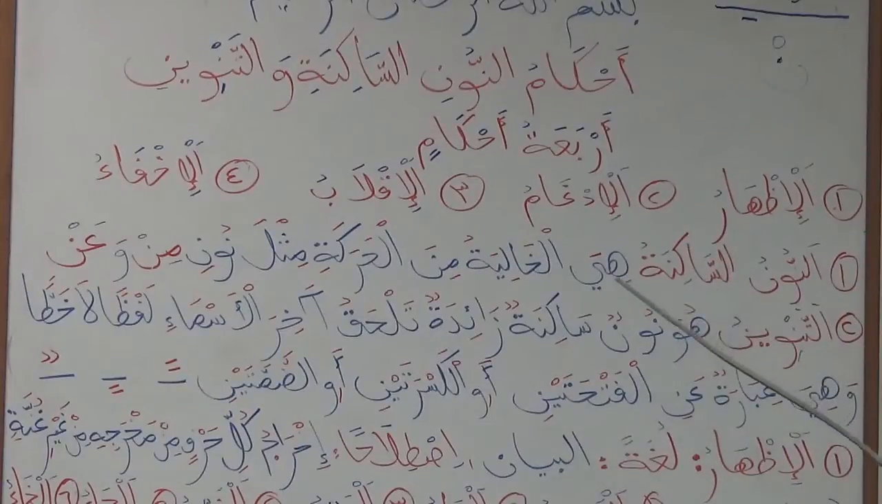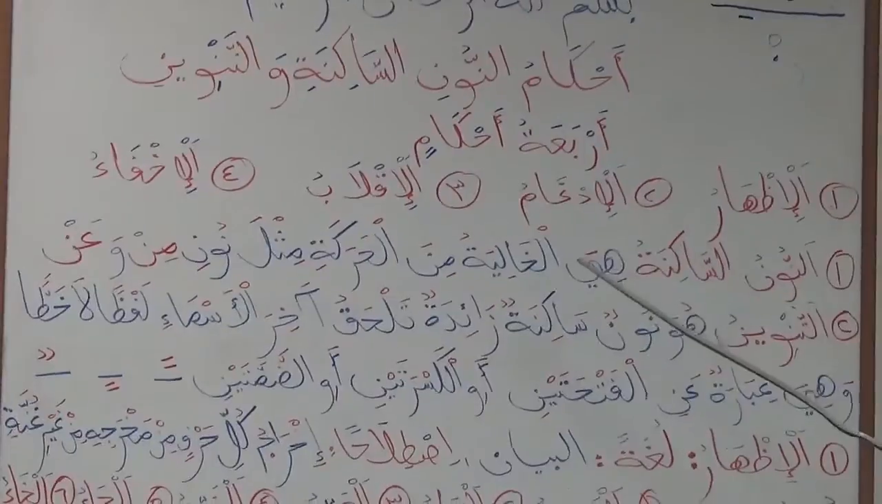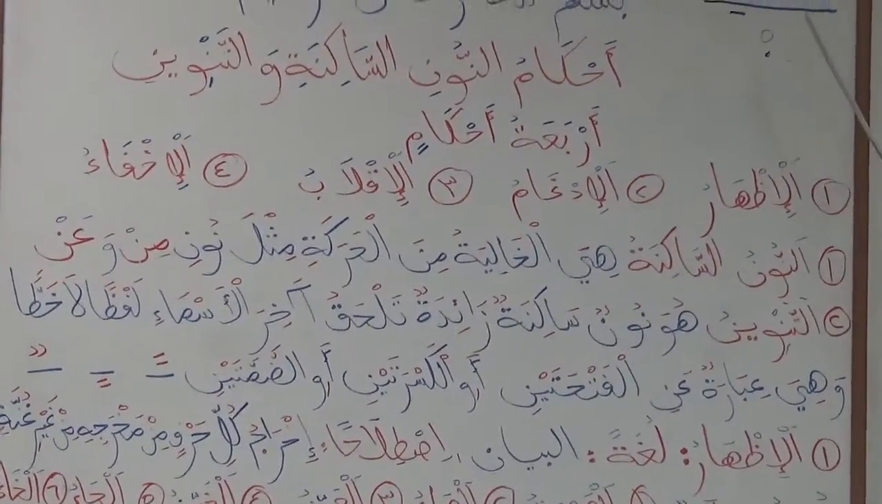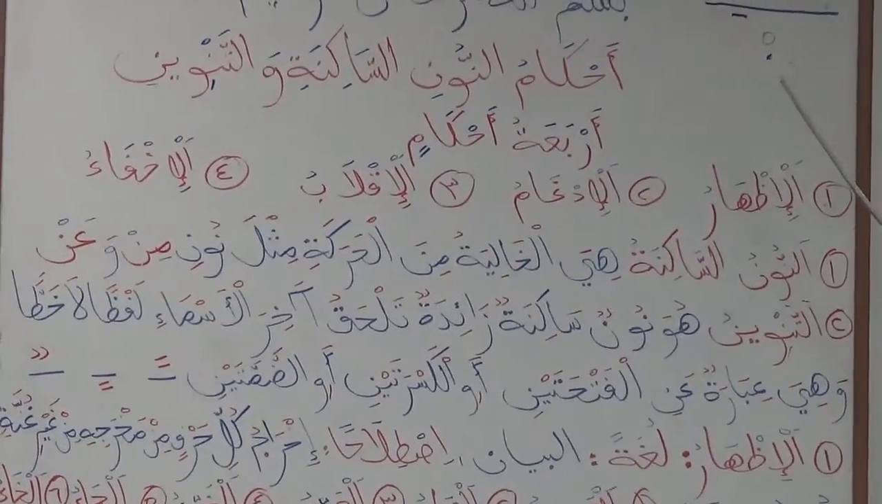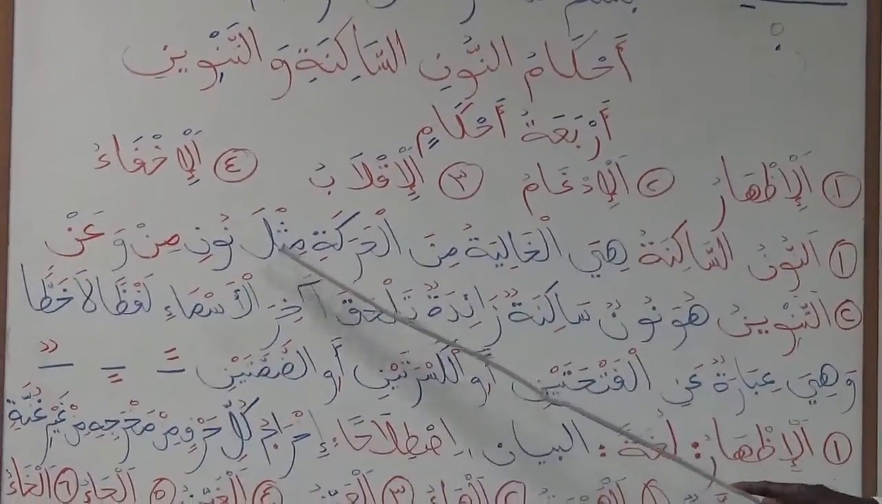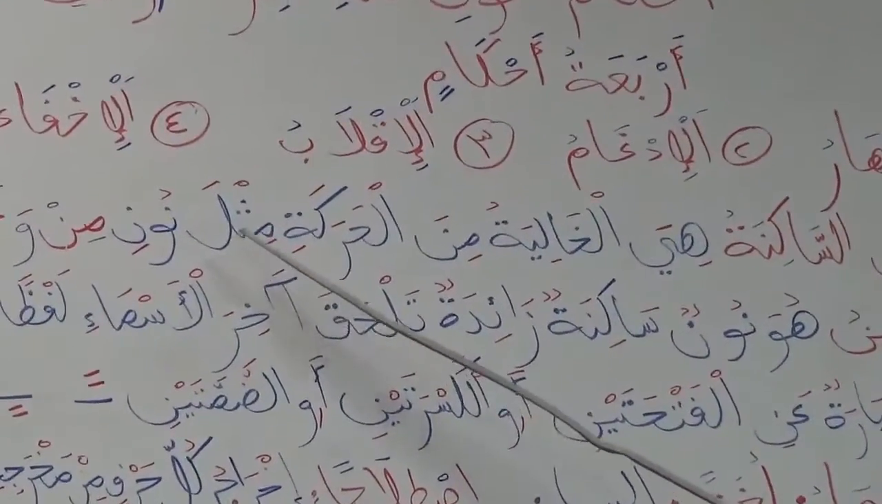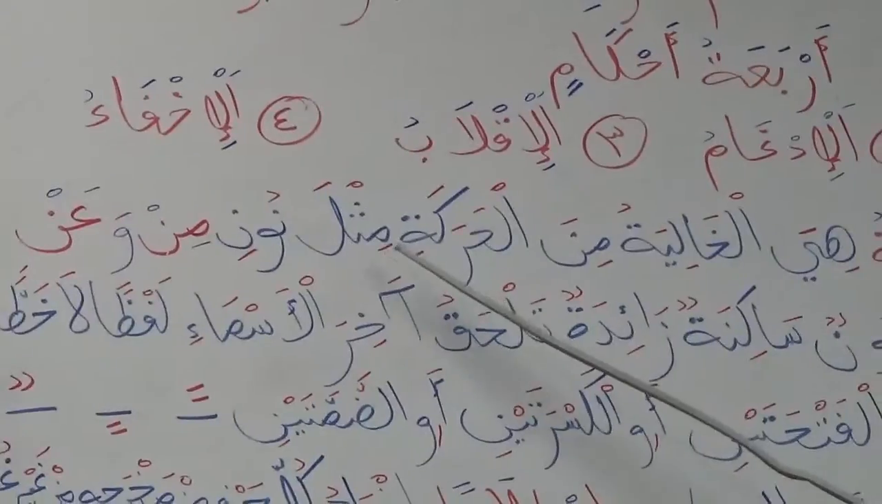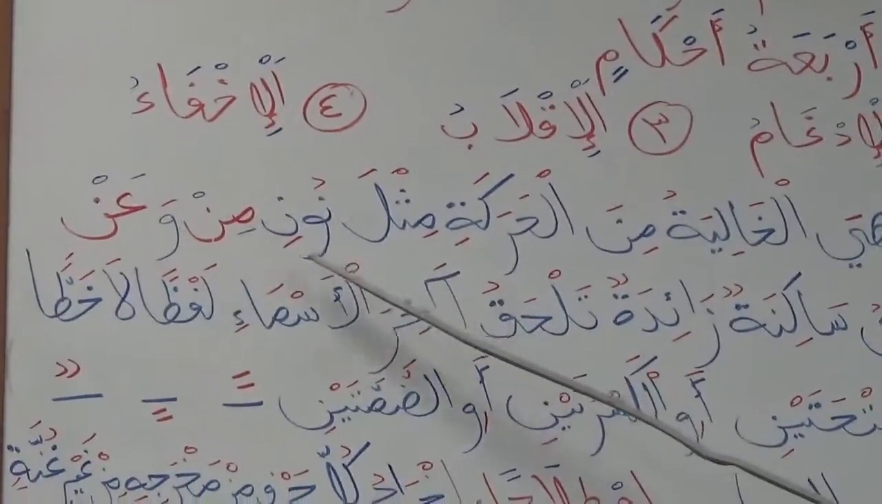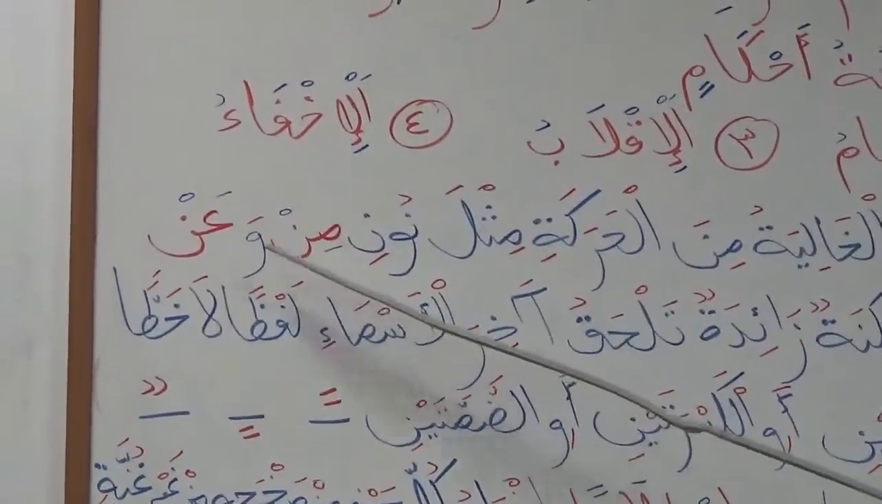النون الساكنة هي الخالية من الحركة. So it is the noon that is devoid of a vowel. It is devoid of a fatha, a dhamma, and a kasra. The example, mithla, is like, such as we say in English. So mithla, such as the noon of min or an.